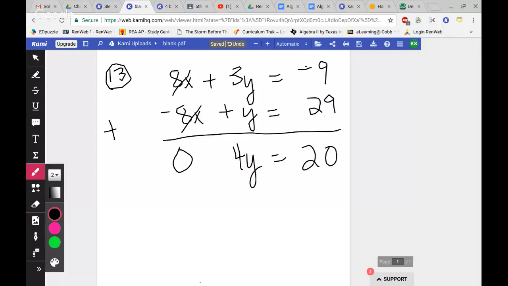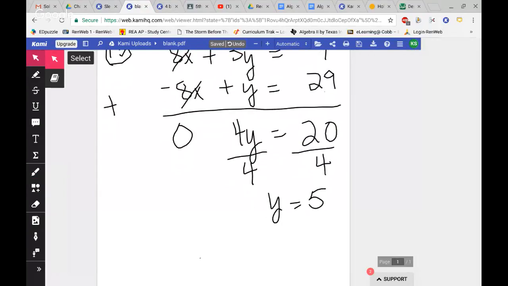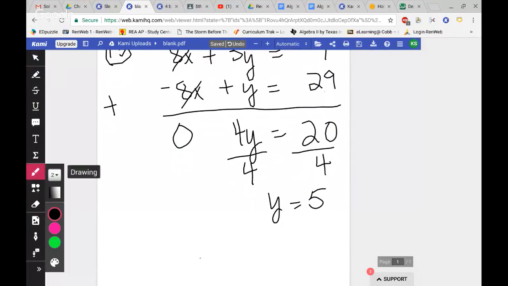Now you've got just one variable. It's a regular linear equation. So you'll divide both sides by 4. And that gives you y equals 5. Now you'll take that variable and substitute it back in. So you're going to kind of default back to good old substitution in this second part. You can use either one of the equations. So I'm just going to do 8x plus, and I'll substitute this value for y.